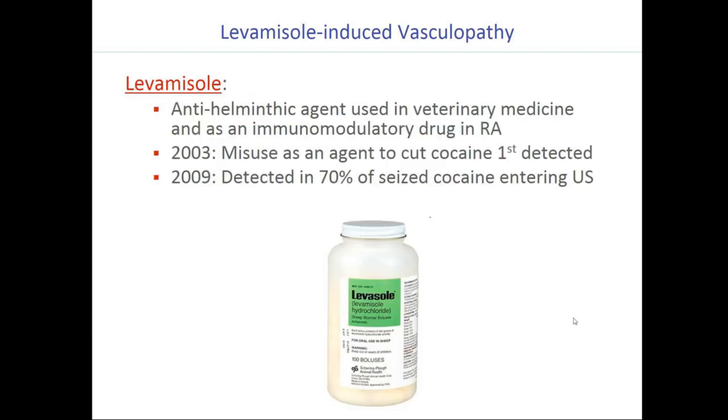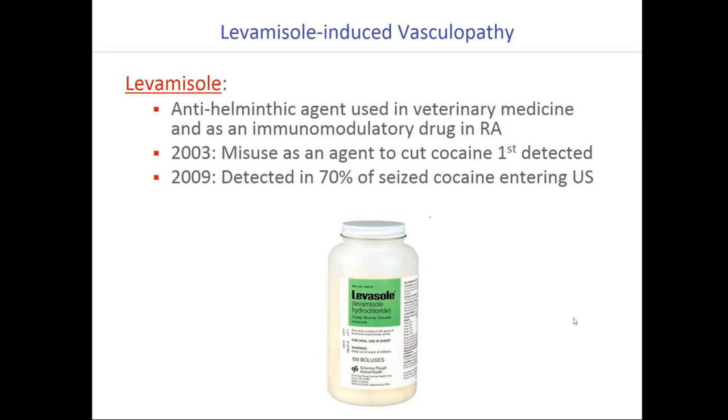Just a brief note about levamisole. It's actually an anti-helminthic agent that was used by veterinarians in the US, and for many years was used as an immunomodulatory drug for rheumatoid arthritis. By 2003, its first misuse as an agent to cut cocaine was detected. And even 6 years later, it was detected in 70% of seized cocaine that entered the United States.